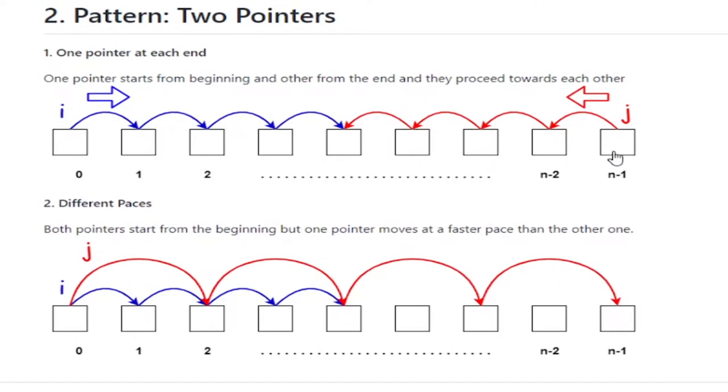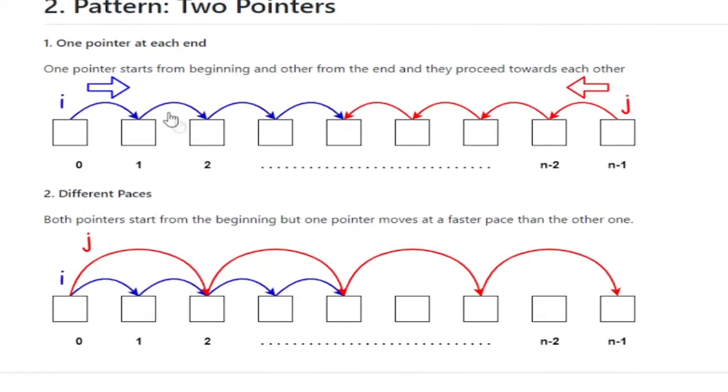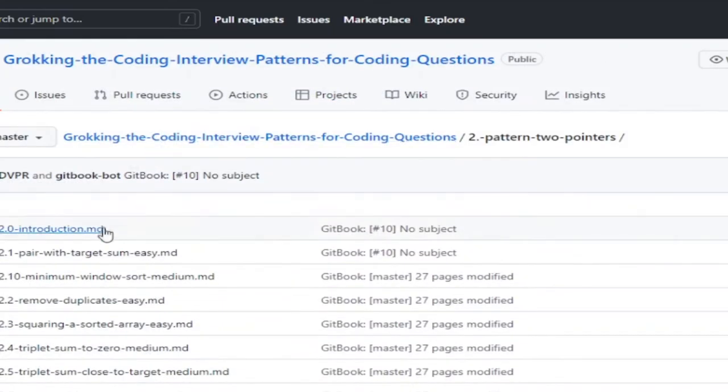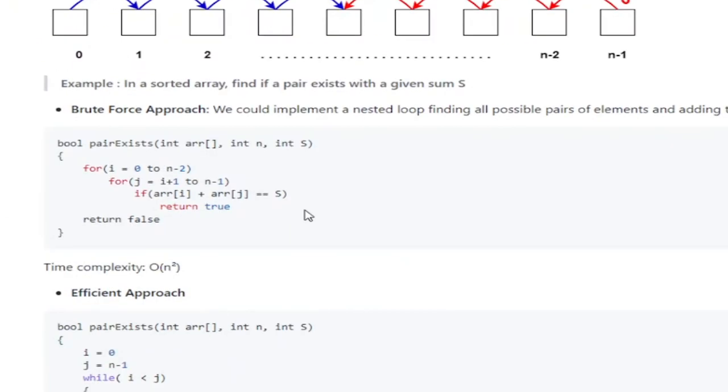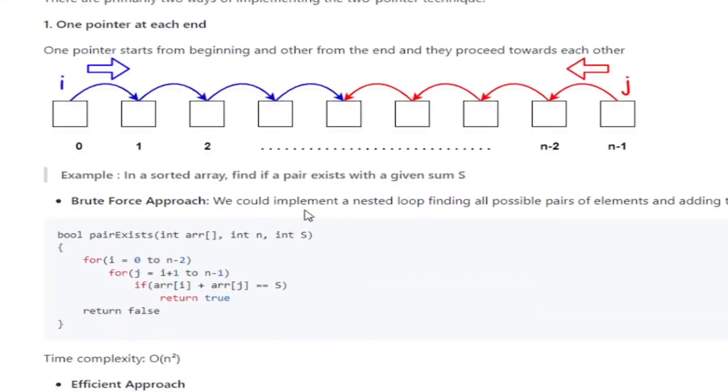So these are the two types of patterns. One pointing from the beginning and the end, going to the center. Another where one goes twice as fast as the other one. Okay, so let's go over some really, really basic problems.